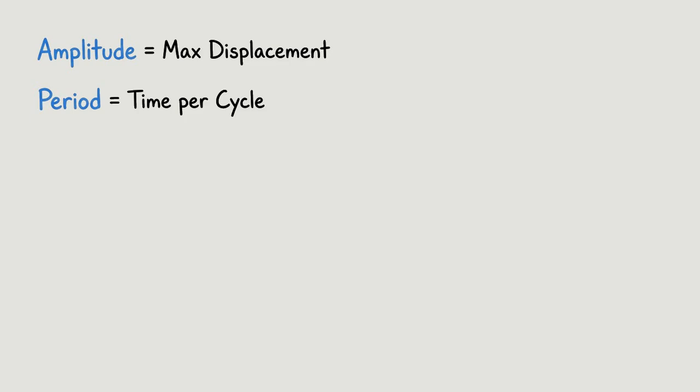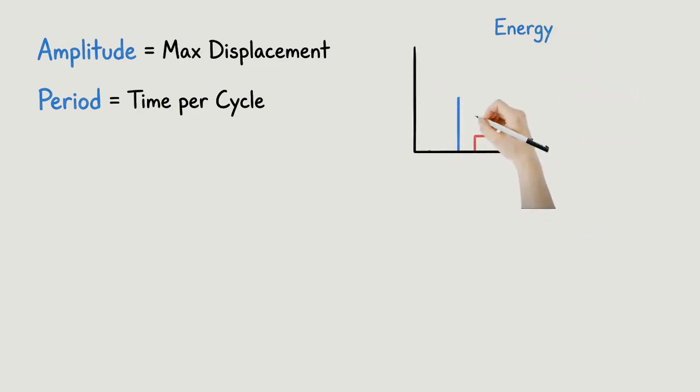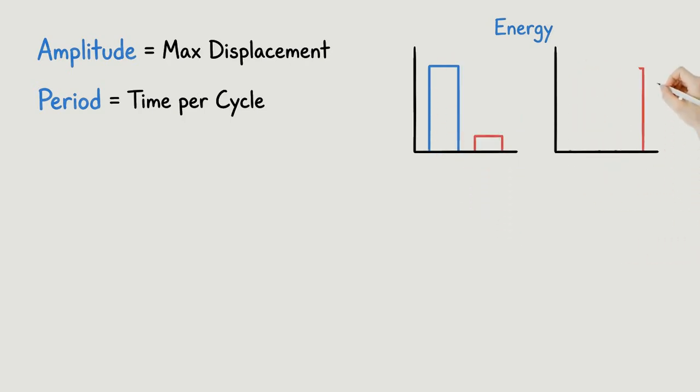There's another powerful way to see the same motion: energy. In ideal simple harmonic motion, total energy stays constant. At the extremes, all the energy is potential energy stored in the spring. The object is momentarily at rest.